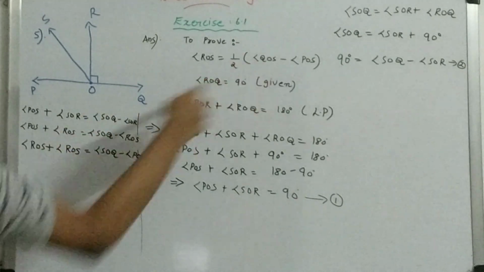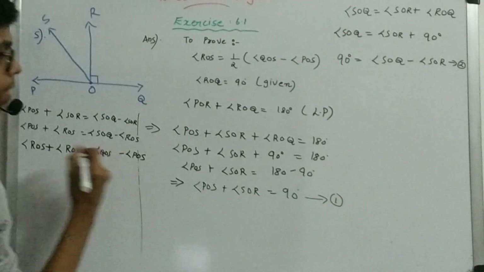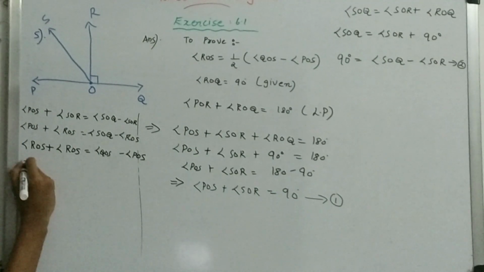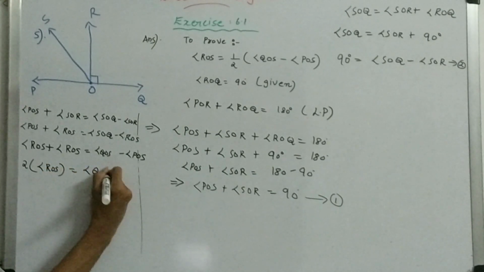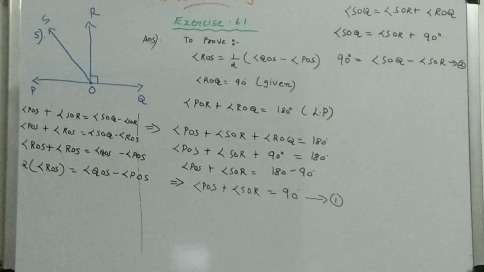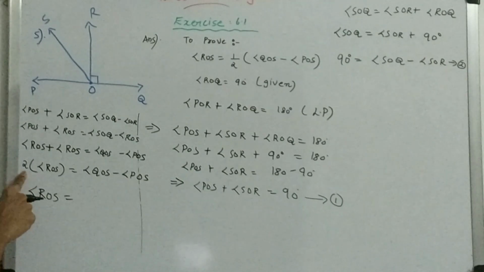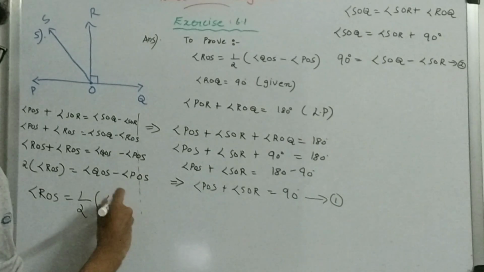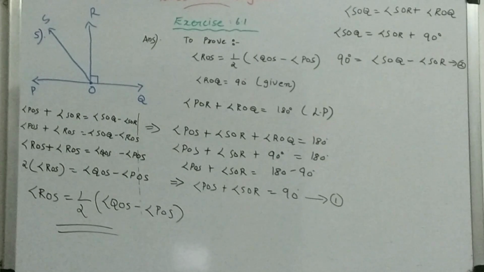Now in our question it is QOS, so here also instead of SOQ I am writing QOS, and POS is the same. So ROS plus ROS, we know it is twice angle ROS, is equal to angle QOS minus angle POS. Now we can keep this angle ROS over here. So angle ROS is equal to, multiplication goes to division, half of angle QOS minus angle POS. Okay, so this was the same thing which was asked to prove in our question.